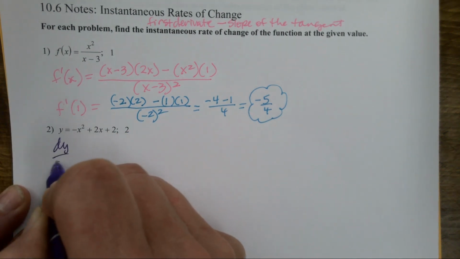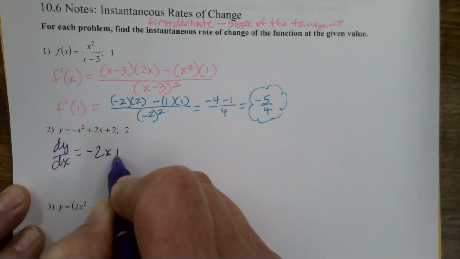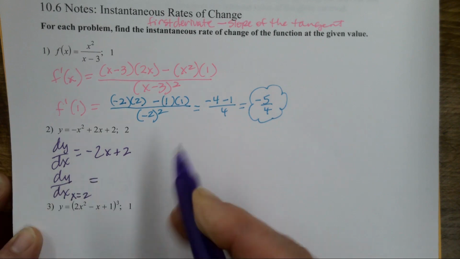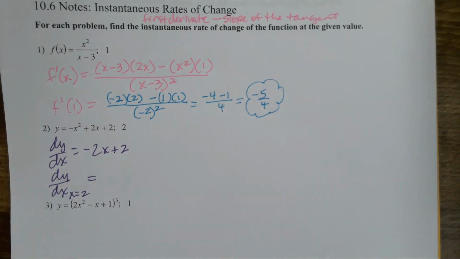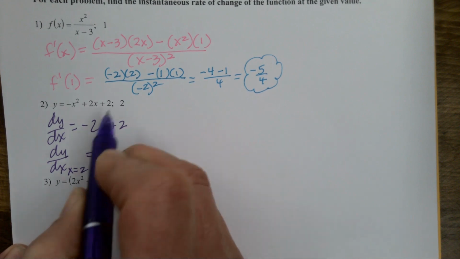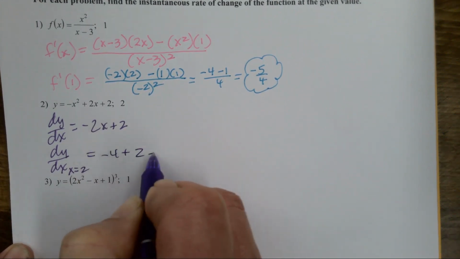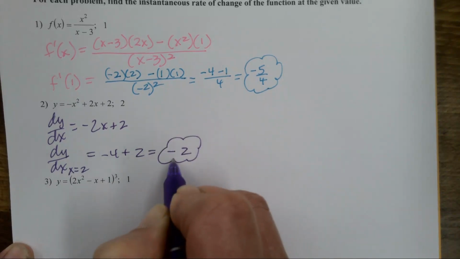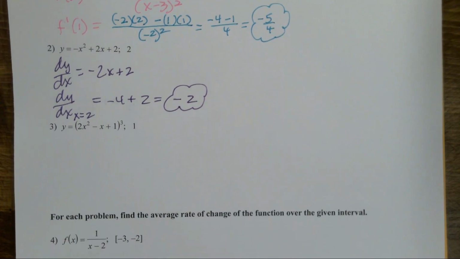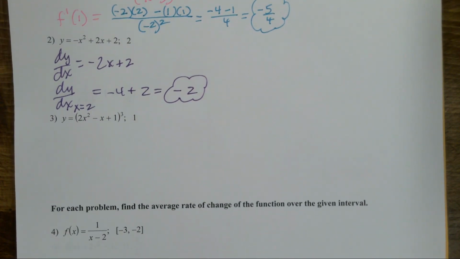dy dx is -2x plus 2. Evaluate at x equals 2. And I just kind of put a nice easy one on there just to remind you that this sometimes can be a very quick process to go through. So that is -4 plus 2, or -2. That means the instantaneous rate of change is -2. That tells me that at this particular moment in time, this is going backwards or dropping, falling in a negative move, okay?